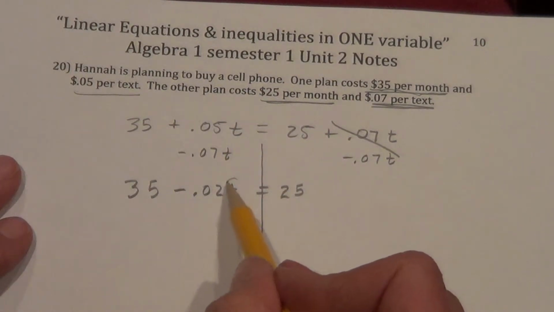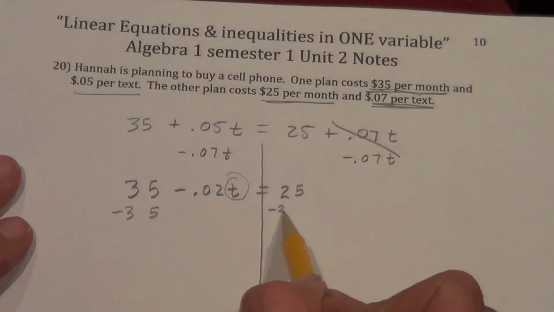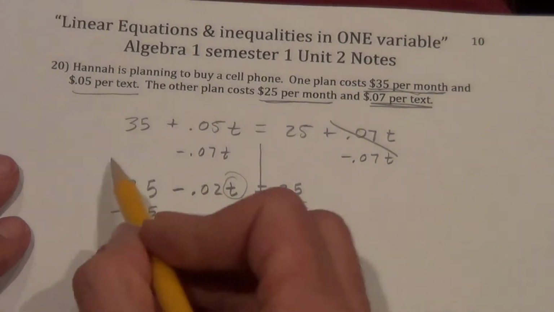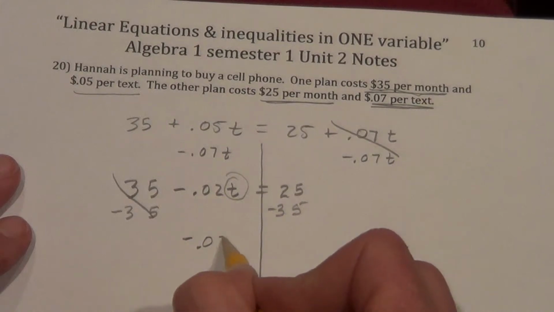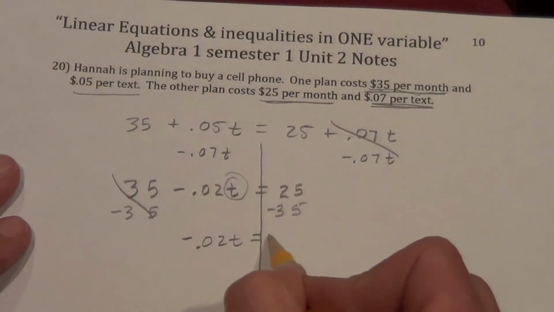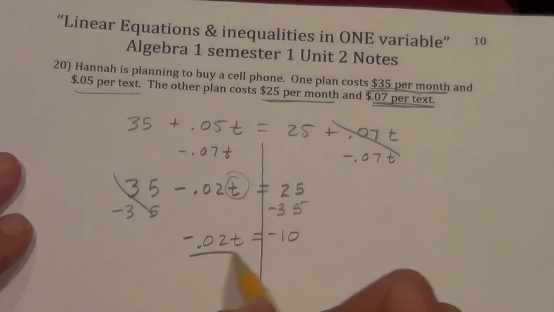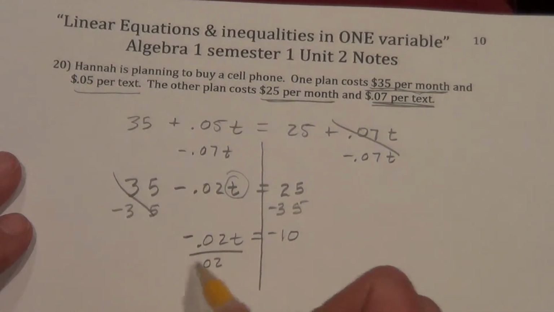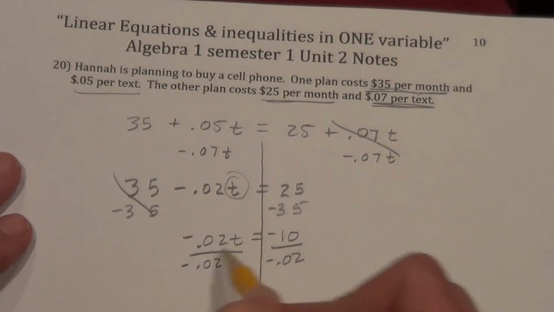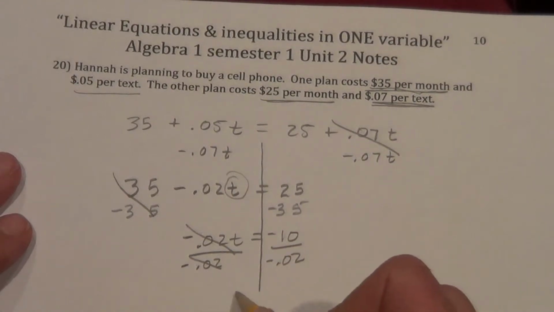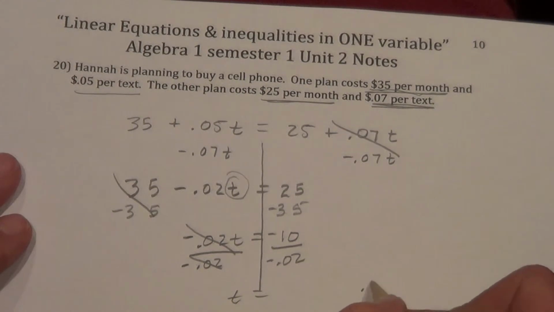Now we need to get that t by itself, so we subtract 35 from each side, because it is a positive 35 up there. That'll wipe out. We get a negative 0.02 t equals negative 10. Now in order to get that t by itself, we divide by negative 0.02. This will wipe out, and we find negative divided by a negative is a positive.